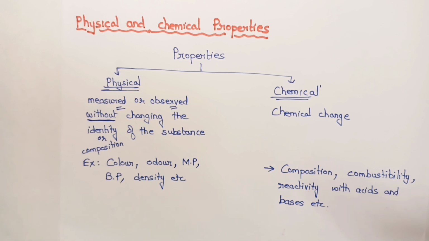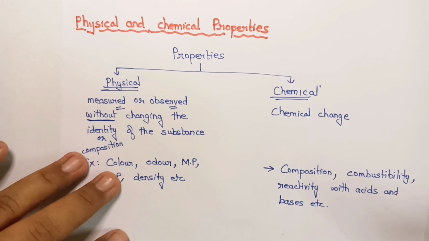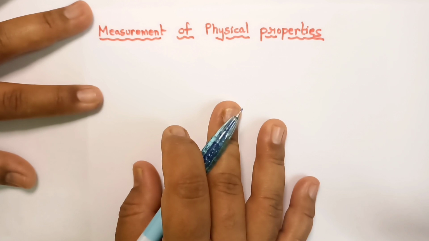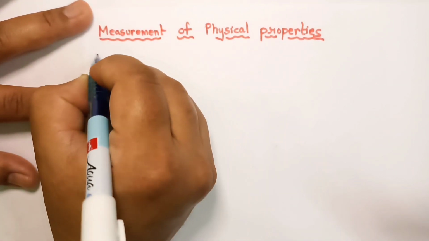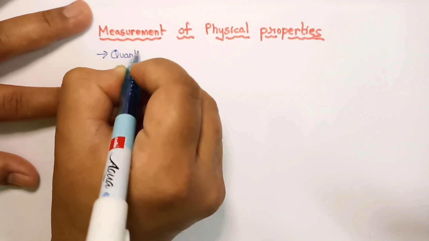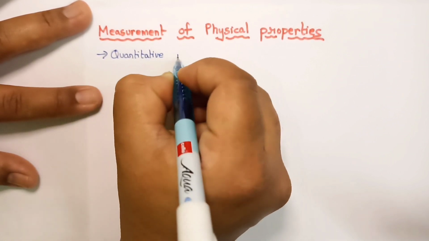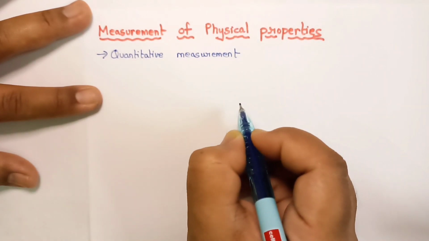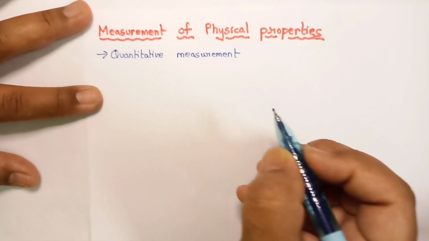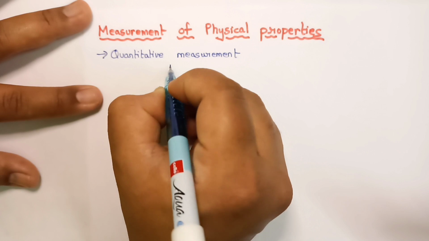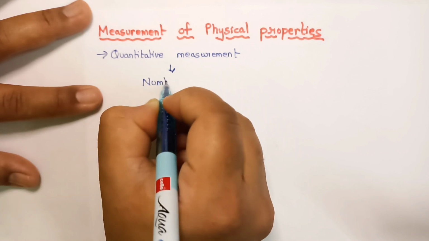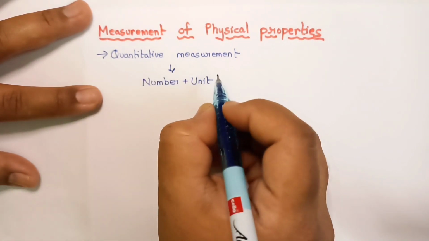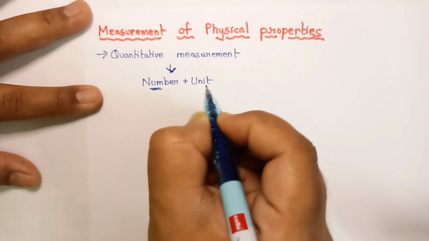Now let us learn about measurement of physical properties. Now let us see how the physical properties of various substances can be measured. Physical properties of any substance require a quantitative measurement. Okay, measurement of physical properties should be quantitative in nature. What is meant by quantitative measurement? It means a measurement which has a number and a unit.